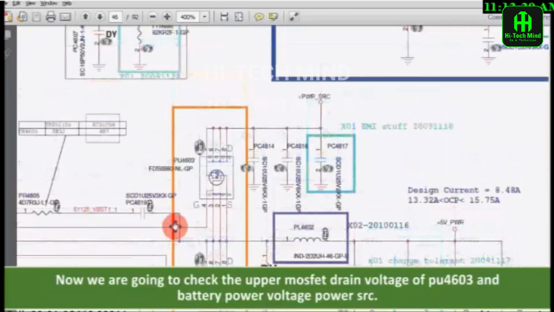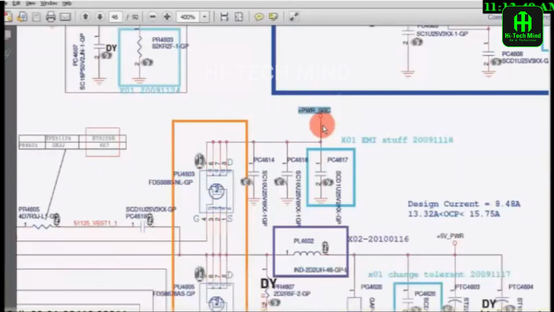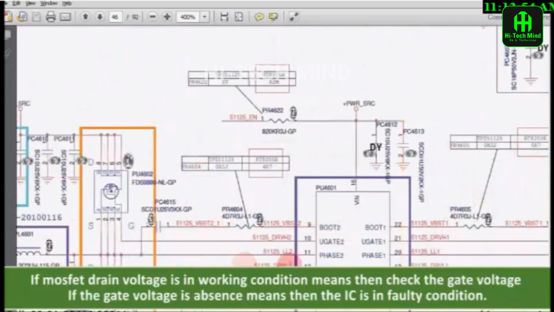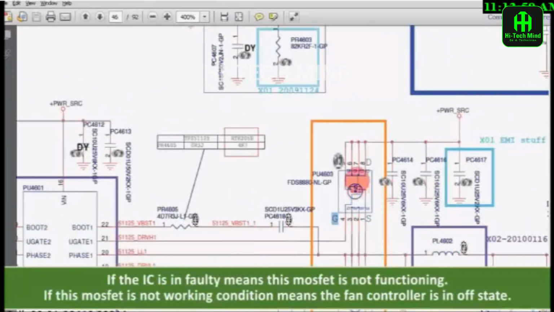Now we are going to check the upper MOSFET PU4603 drain voltage and battery power voltage power SRC. If the MOSFET drain voltage is in working condition, then check the gate voltage. If the gate voltage is absent, then the IC is in faulty condition. If the IC is faulty, this MOSFET is not functioning. If this MOSFET is not in working condition, the fan controller is in off state.